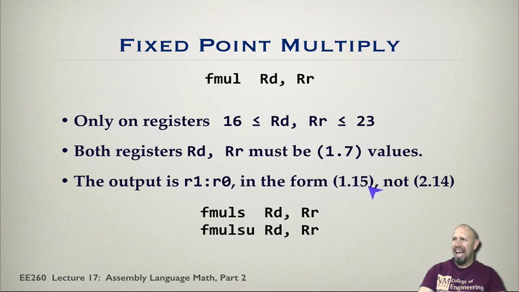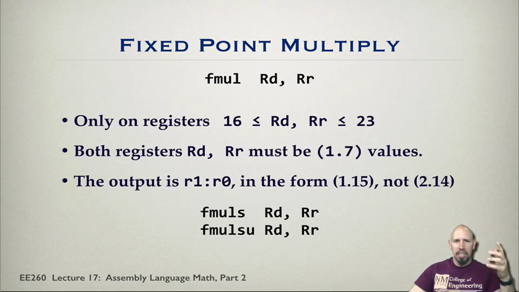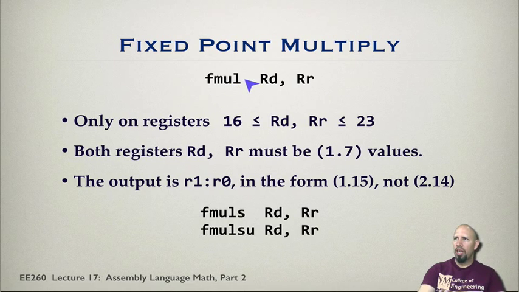So if you want the actual correct value, you actually have to do a left shift to get it into this form. But the important thing is when you do multiplication, remember we had to keep track of all the shifts to get it into the 1.7 form. Here's one more shift we have to take into account and remember. Okay, now fmul is designed to be used for signed numbers, Rd and Rr.